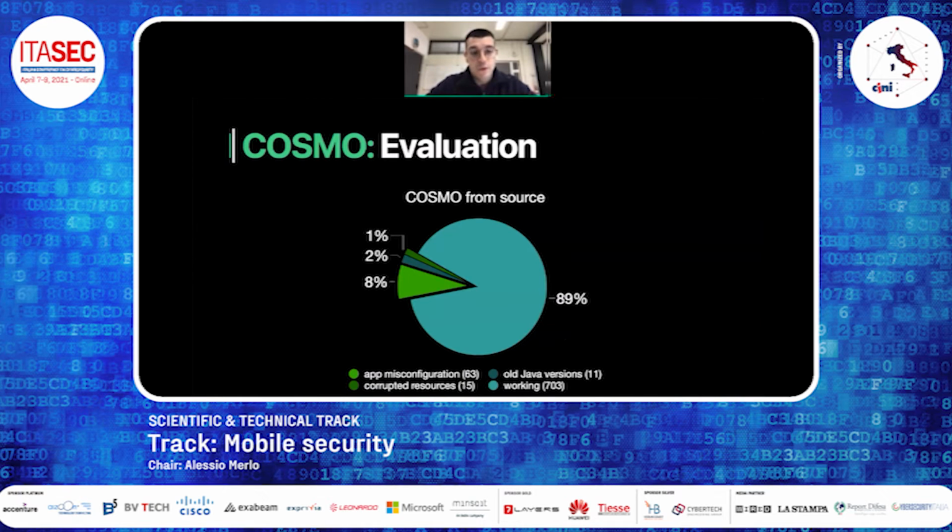Now, if we consider COSMO from source, 89% of the apps worked. And the failures that we encountered regard only the build phase, so when we instrument and we compile the app. And these failures are mainly due to old Java versions, corrupted resources downloaded during the download phase, or app misconfigurations.